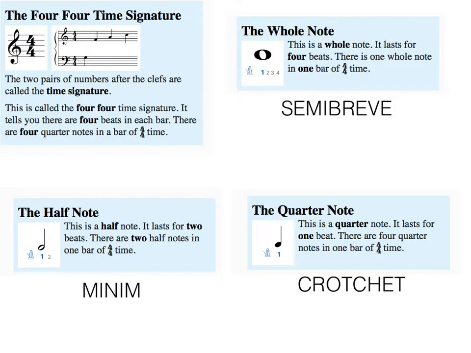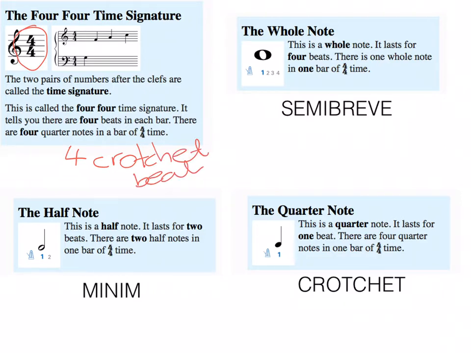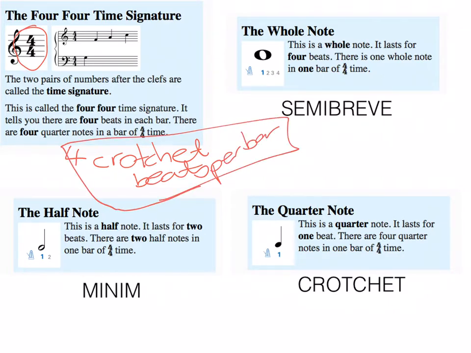Now this page goes through some different things that we need to know to start with. We're going to start with 4/4. Remember, our time signature means 4 crotchet beats per bar. Please remember the crotchet. This comes up a lot. Not 4 beats, 4 bars, 4 crotchet beats per bar.